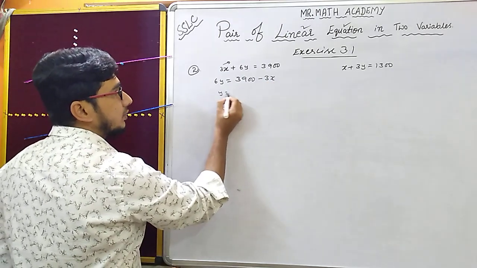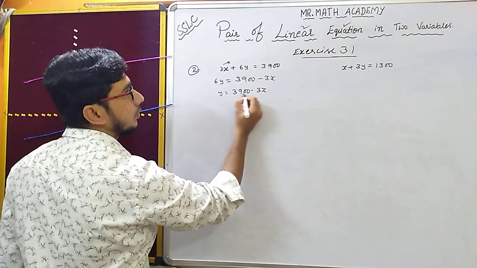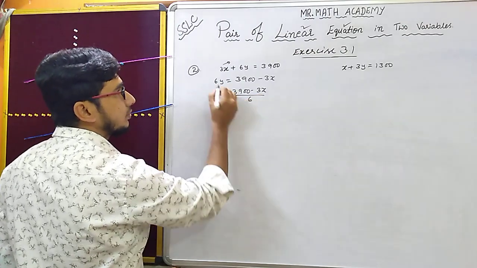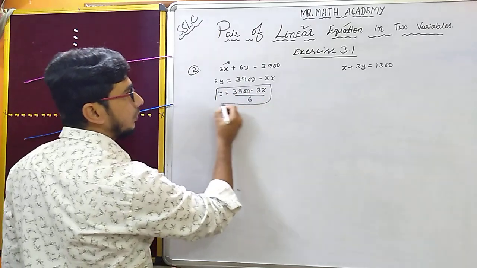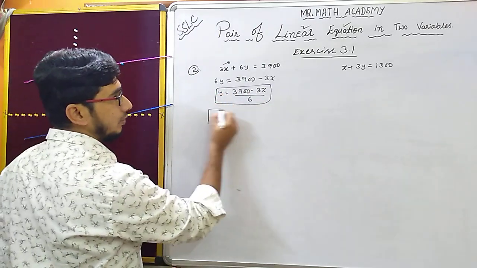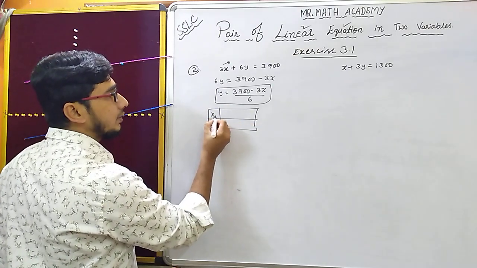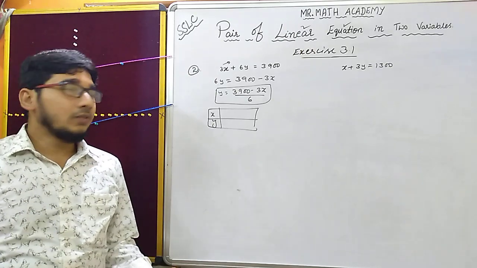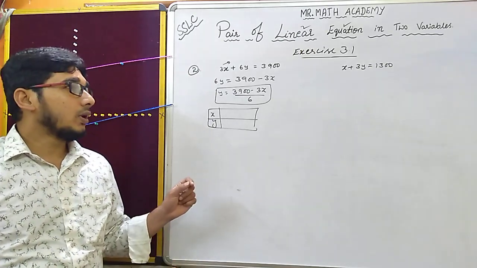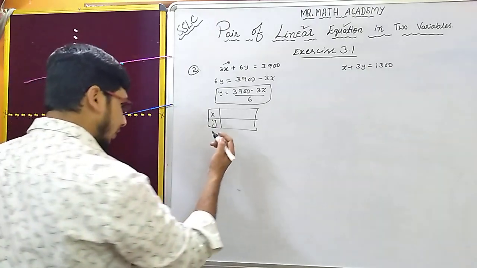So y is equal to (3,900 minus 3x) whole divided by 6. The 6 will come to the denominator. This is the equation where I can write the values for x and y. You can give any value for x. It is better to give a little bit easy value.